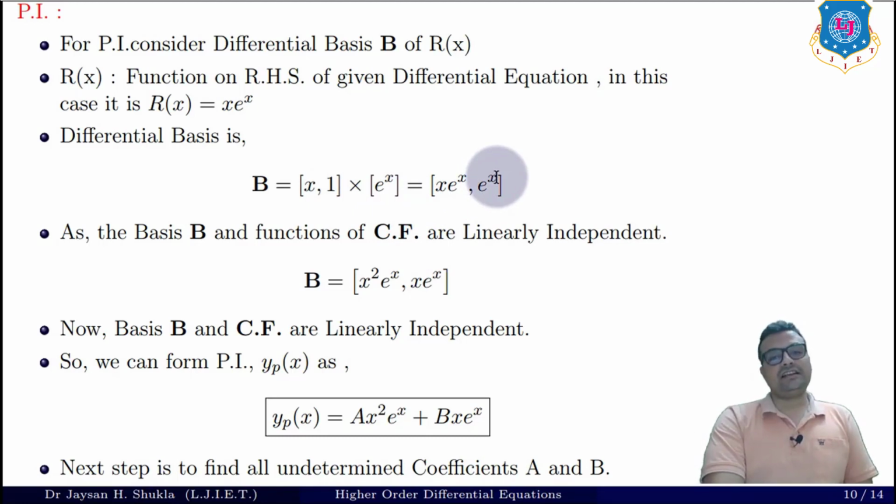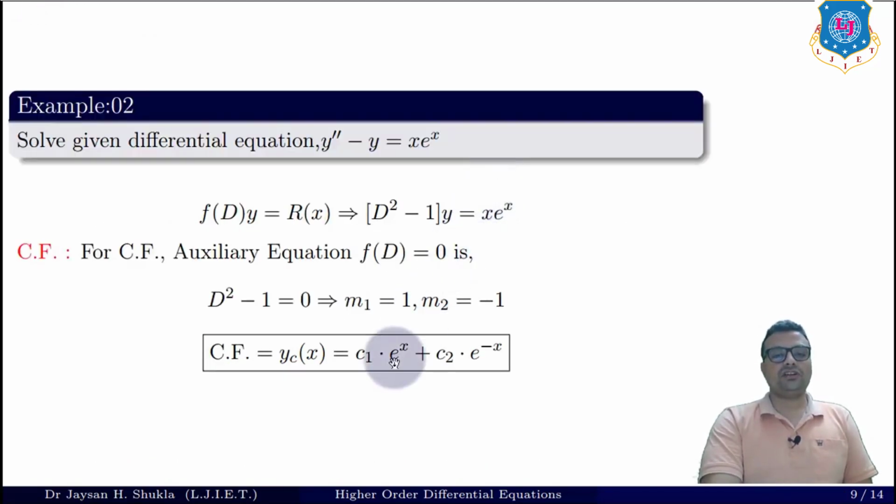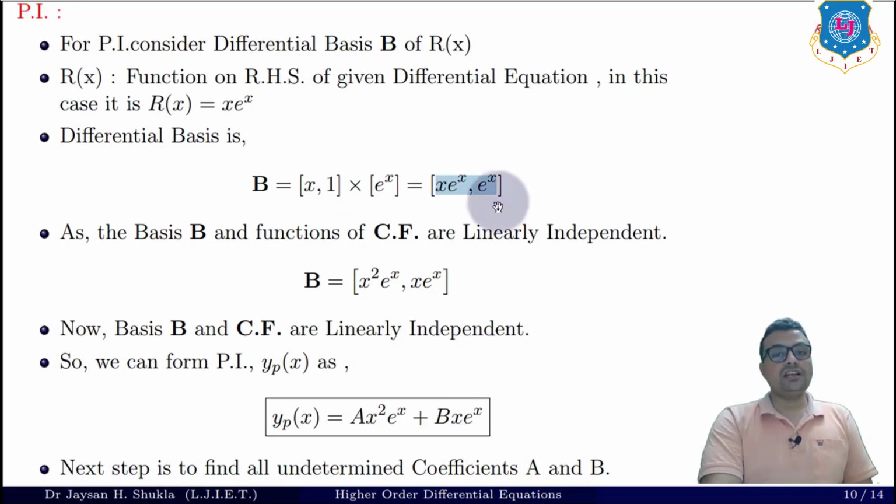Now let us check whether there is any repetition between these elements and the CF formula. See here, it is e raised to x and e raised to minus x. So clearly we can see that e raised to x is over here, and therefore I need to revise my differential basis, and that gives me x square e raised to x, x e raised to x. Remember, the rule to revise the differential basis is to multiply all elements with x.